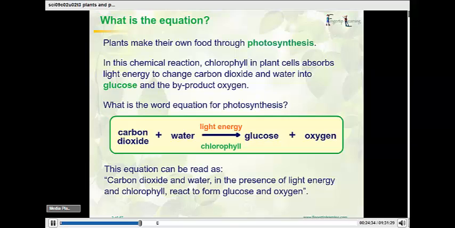We just discussed the main ingredients which go into it. We have carbon dioxide and water in the presence of light energy and chlorophyll. They react to give us glucose and oxygen.